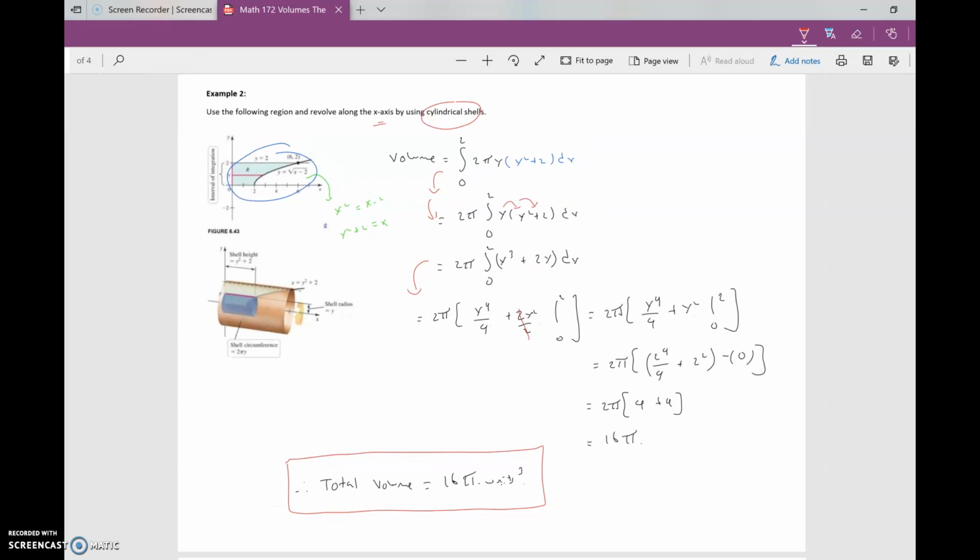Okay, that's it for this one. And as I said before, you just have to adjust the formulas, since this is technically the shell method. You're revolving along the x-axis. So for the shell method, the x-axis represents that we're going to be using the functions, but your functions are in terms of the y's.